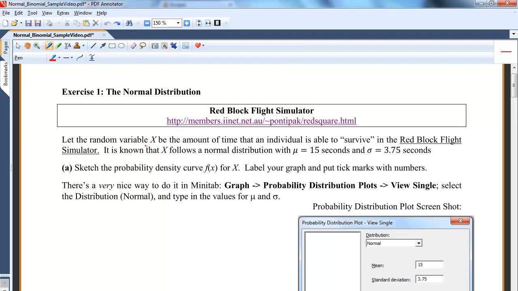So let x be a random variable. It's a continuous random variable. It's going to measure the amount of time that you're able to survive the red block flight simulator before you get hit by a blue block or go out of bounds. People have been playing this game a lot, so let's imagine that people have been keeping statistics. I'm sure the person that owns the site has lots of very nice data. But let's assume that x, the time to survive before getting hit by a blue block, is normally distributed with a mean of 15 seconds and a standard deviation of 3.75 seconds. So first, just sketch what that looks like.